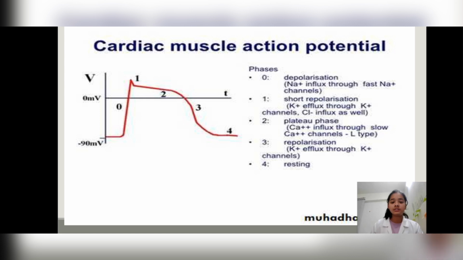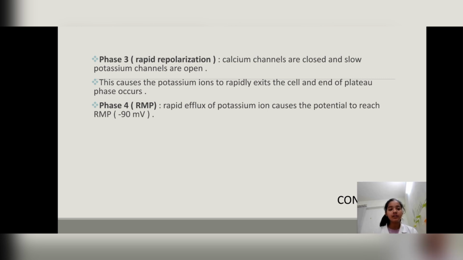Now phase 3 will start. Phase 3 is also known as the phase of rapid repolarization because in this phase calcium channels are closed and slow potassium channels are open. Because of this, potassium ions rapidly exit the cell, and repolarization occurs. Now let's talk about phase 4. Phase 4 is also known as the phase of resting membrane potential because now the membrane has reached its normal resting membrane potential. Because of the efflux of potassium ions, the cell reaches resting membrane potential, which is minus 90 millivolt.